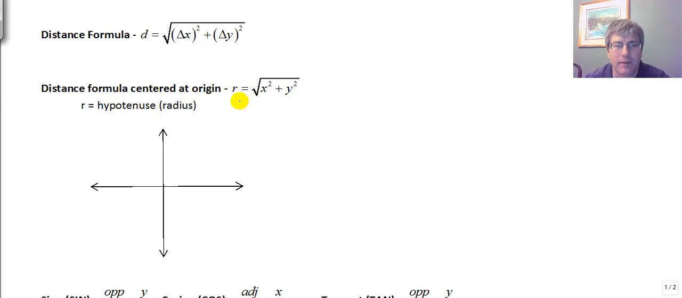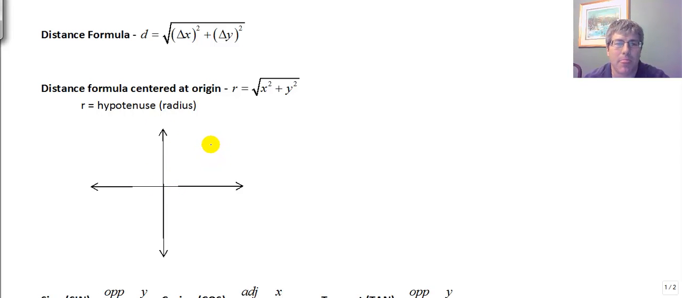But in this unit, and as we continue in trig, with the distance formula, we're not going to use d anymore, but r. And r will represent the hypotenuse of the right triangle, as the distance formula always does. But we'll call it r equals the square root of x squared plus y squared.